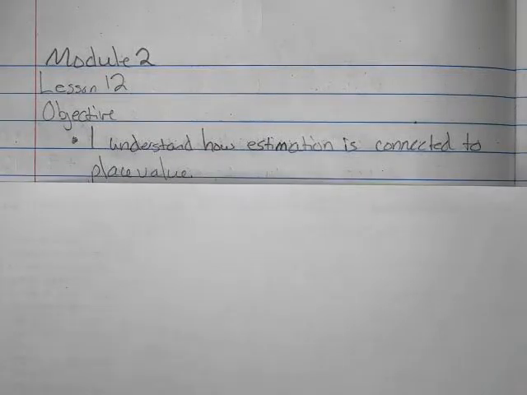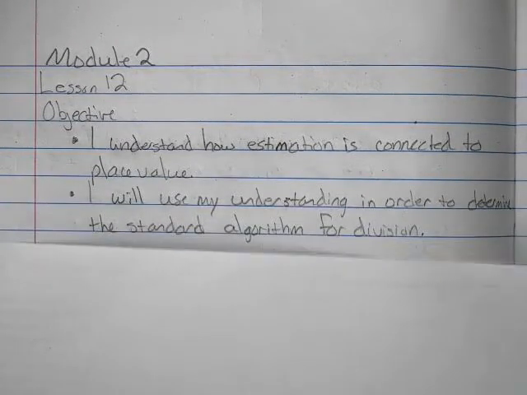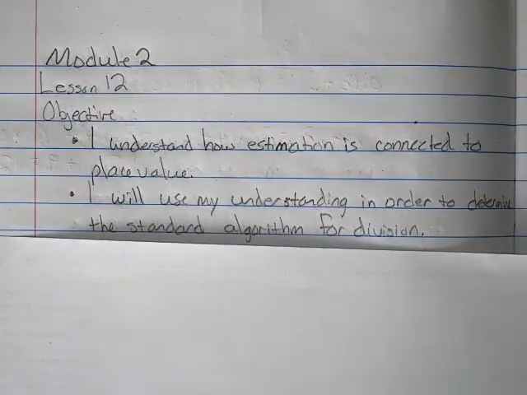Module 2, Lesson 12, we move into working with long division. We're going to start with estimation though. So in this lesson, you will understand how estimation is connected to place value, and you will use your understanding of estimation and place value in order to determine the standard algorithm for division. Estimation is also useful for you to determine whether your answer to your long division makes sense or not, or if it's close.